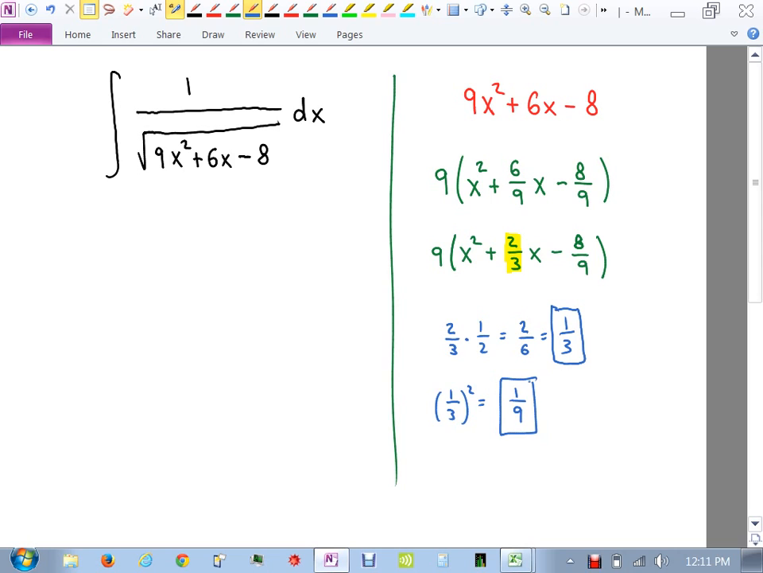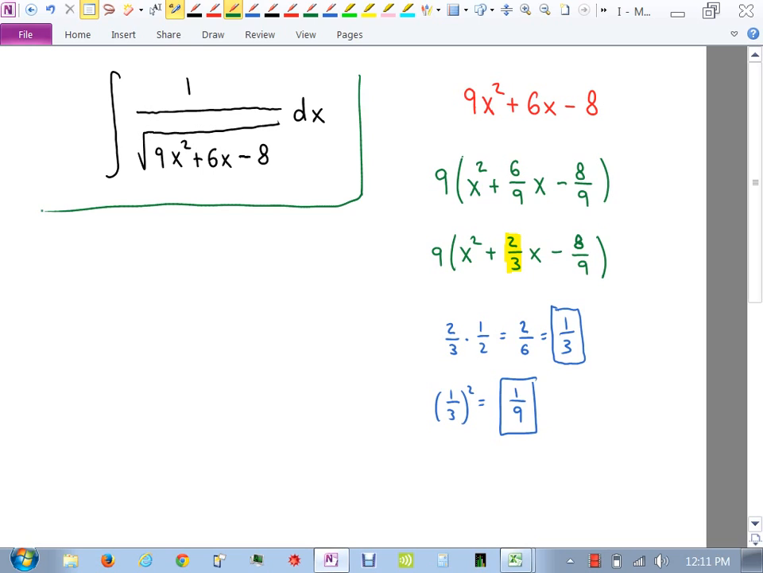So what I'm supposed to do now, if you go back into your short-term memory bank or wherever you put stuff, you were supposed to take that number, take half it, square it, and this is where a lot of you were taught add it to both sides. We don't have an equation. So what we do instead is this. Here's our 9. Here's our x squared. Here's our plus 2/3 x. Here's our plus 0. And then here's our minus 8/9.